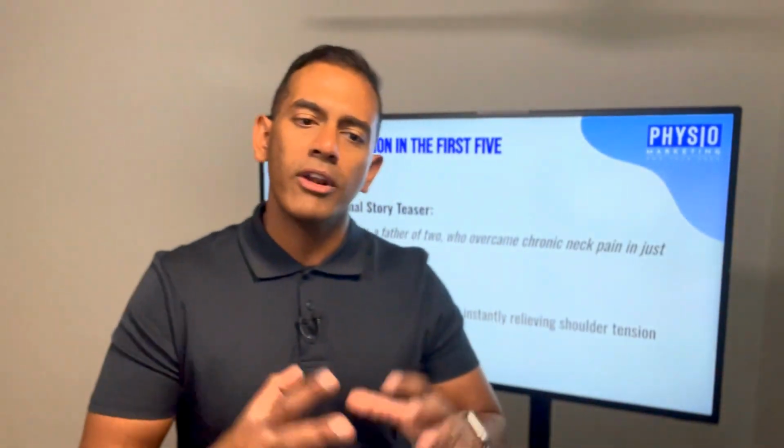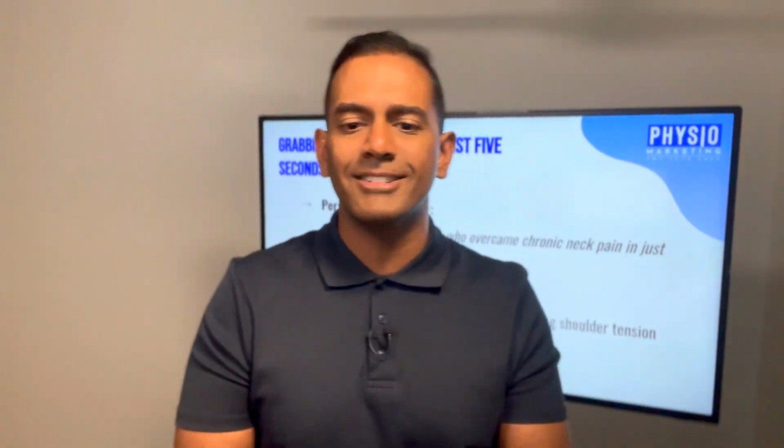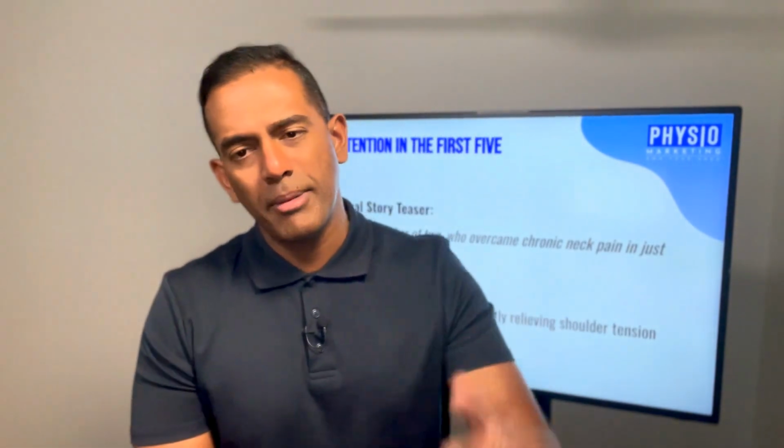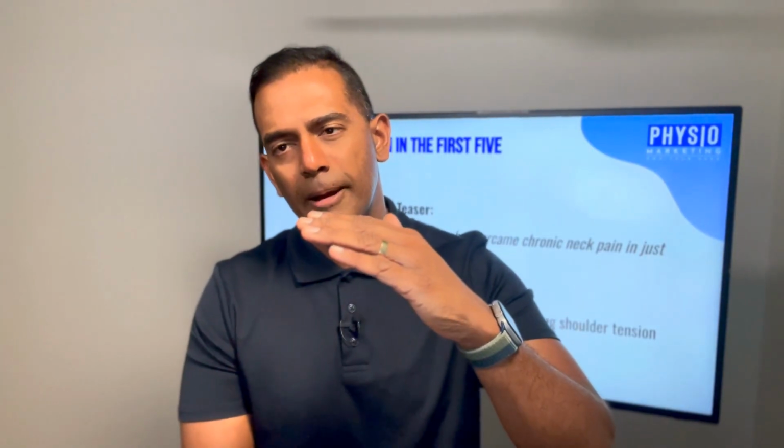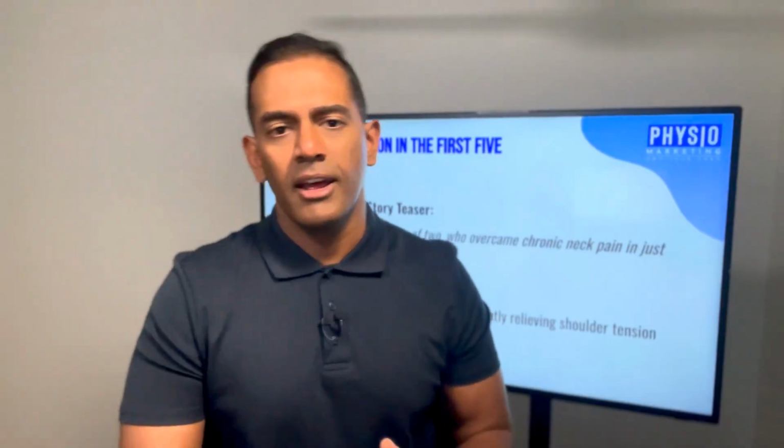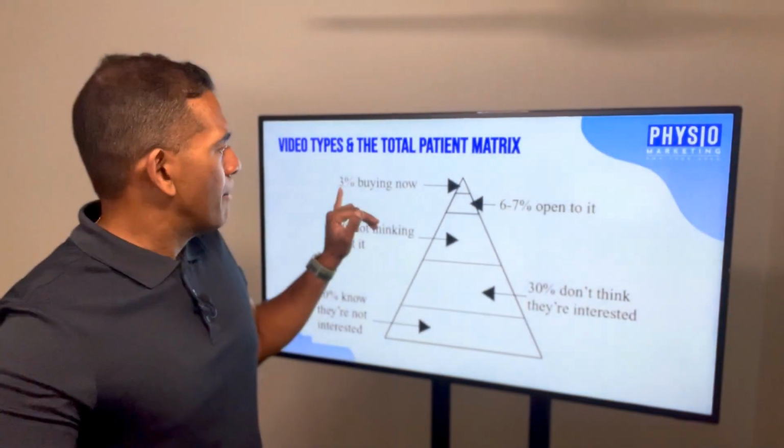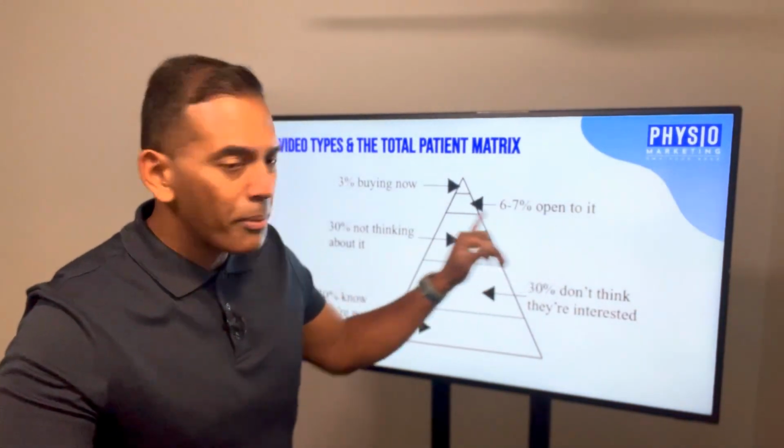So for example, start with a visual of someone instantly relieving shoulder tension using a simple technique. So this is for maybe the top 3% buy now, they have shoulder pain. They'll need to look for a solution, or maybe even the 6 to 7% underneath that. Go back to the matrix. So buying now 3%, 6 to 7% open to it.